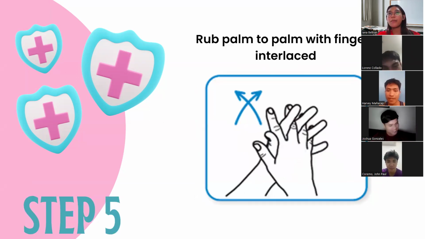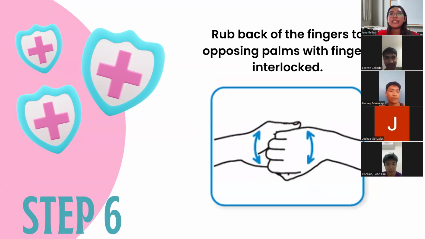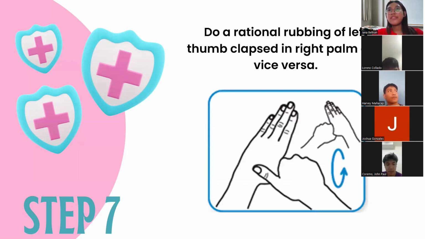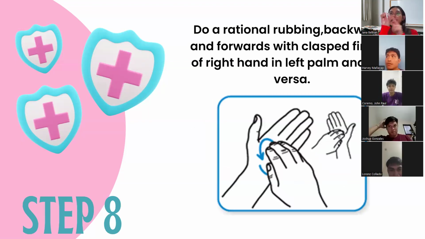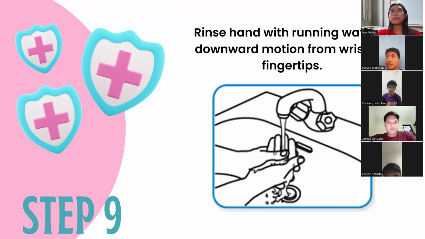Next, step 5, rub palm to palm with fingers interlaced. Step 6, rub back of the fingers. Like this, it looks like a Maria Clara pose. And then step 7, rotational rubbing of left thumb, clasped in right palm, and vice versa. And then step 8, rotational rubbing with the fingers rubbed on the palm.